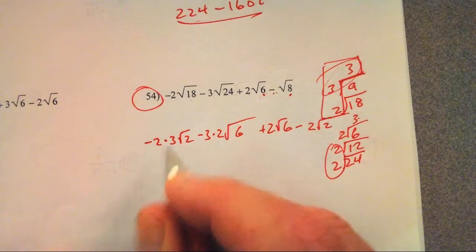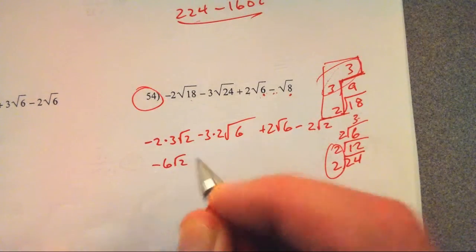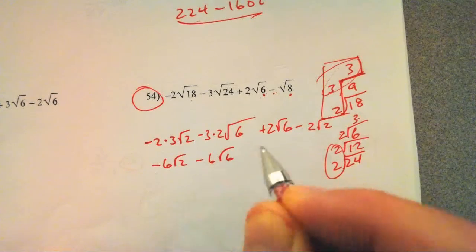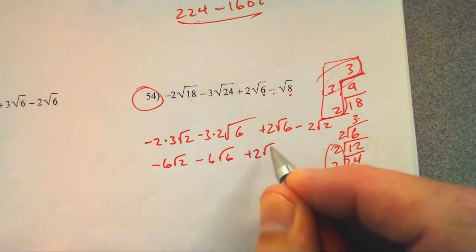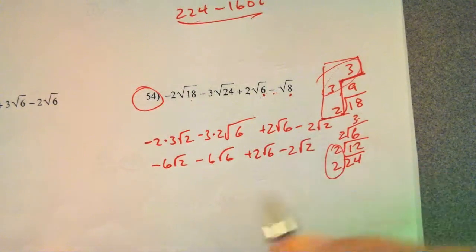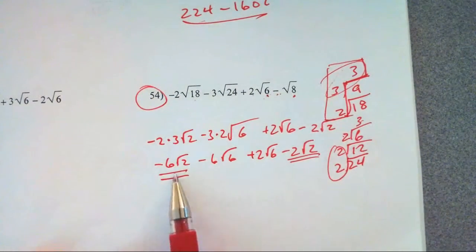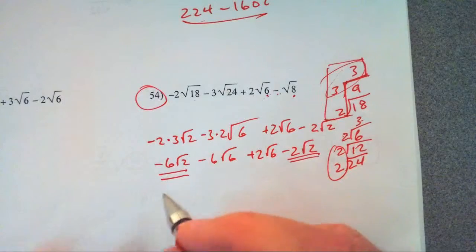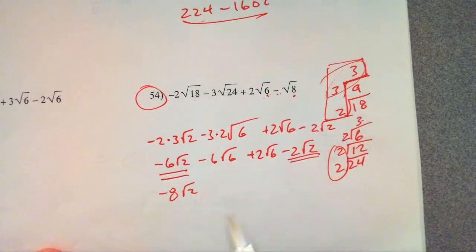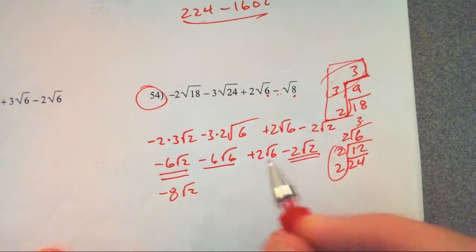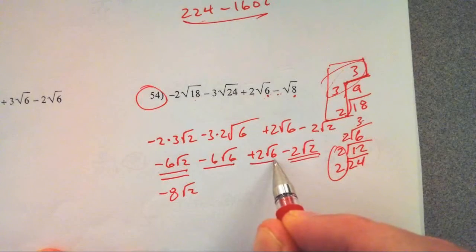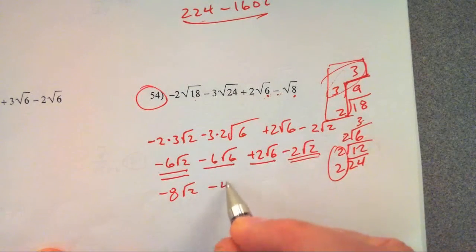Let's combine these. -2 times 3, -6 root 2 minus 6 root 6 plus 2 root 6 minus 2 root 2. I now have like terms. -6 apples, -2 apples, -8 apples. -6 apples, or oranges, plus 2 oranges, minuses win by 4.